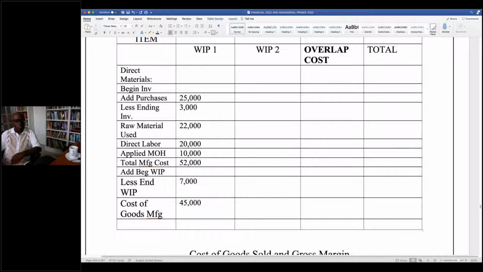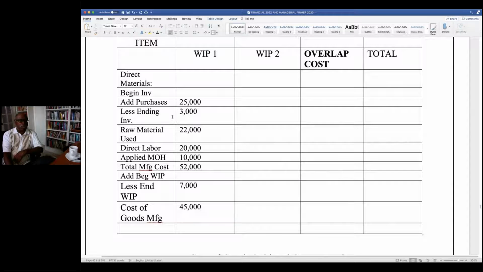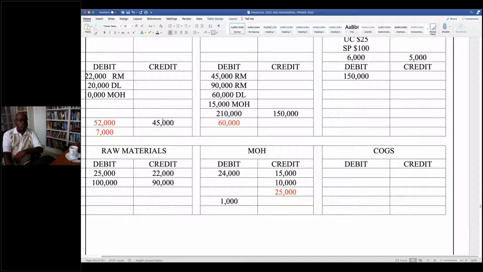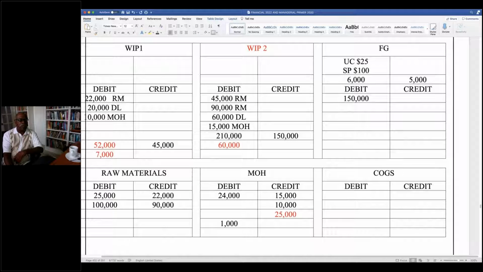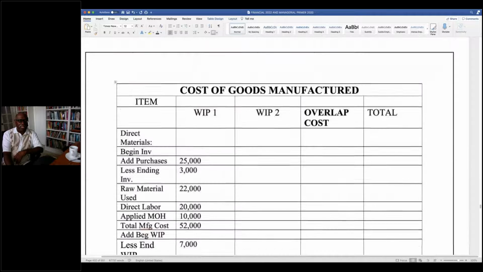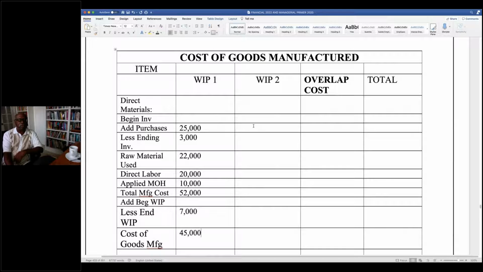Any questions on those numbers? So you can go to the journal entries, or you can go to the T accounts for raw materials and work in process one. Let's go on to work in process two now. How much raw material did you purchase there? 100,000. The less ending inventory would be 10,000, and the raw material use would be 90,000. And beneath that would be 45,000 in the same box.